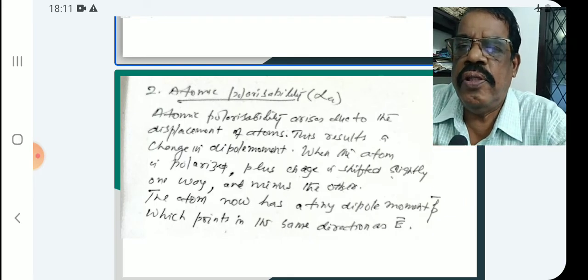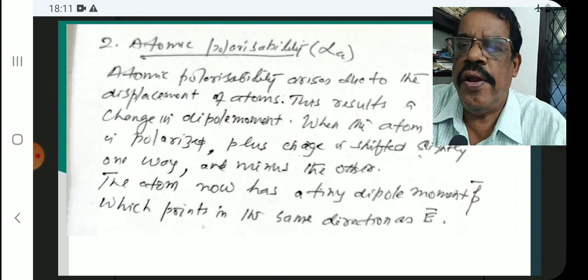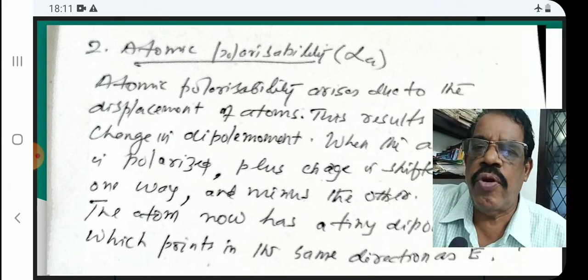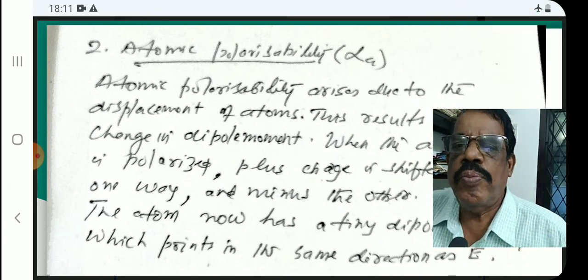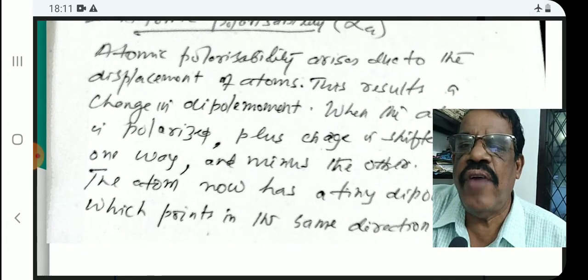Now comes the second one, the atomic polarizability. This is more important. The atomic polarizability arises due to the displacement of atoms.